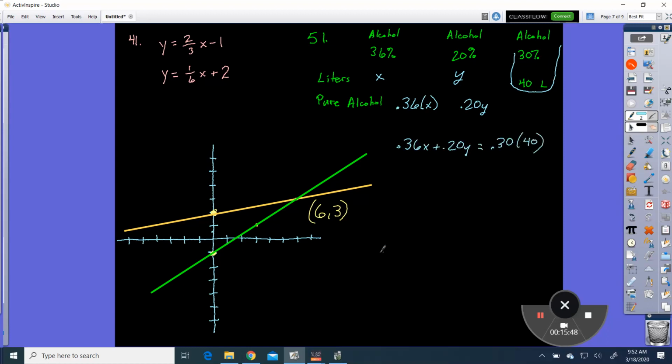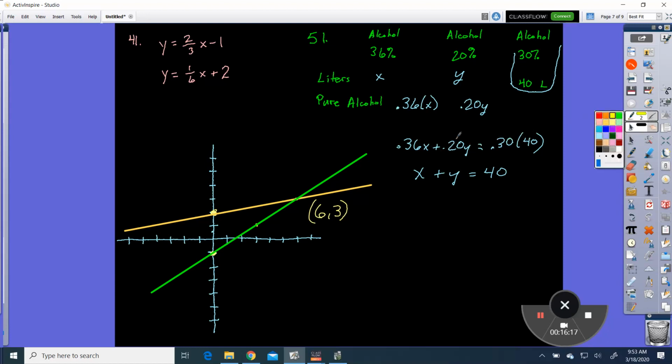That's the pure alcohol. So this is going to be my pure alcohol. Now, how many liters do we have total? We have X plus Y equals 40 liters. So X is the amount in the 36% mixture, and Y is the amount in the 20% mixture, and together they make 40 liters. The one with the decimals is the percent of alcohol in each one. So now I have two equations and two unknowns.